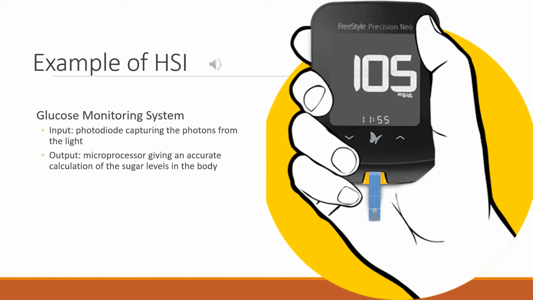In this case, the input would be the photodiode capturing the photons from the light, and the microprocessor would be the output as it calculates the sugar levels in the body.